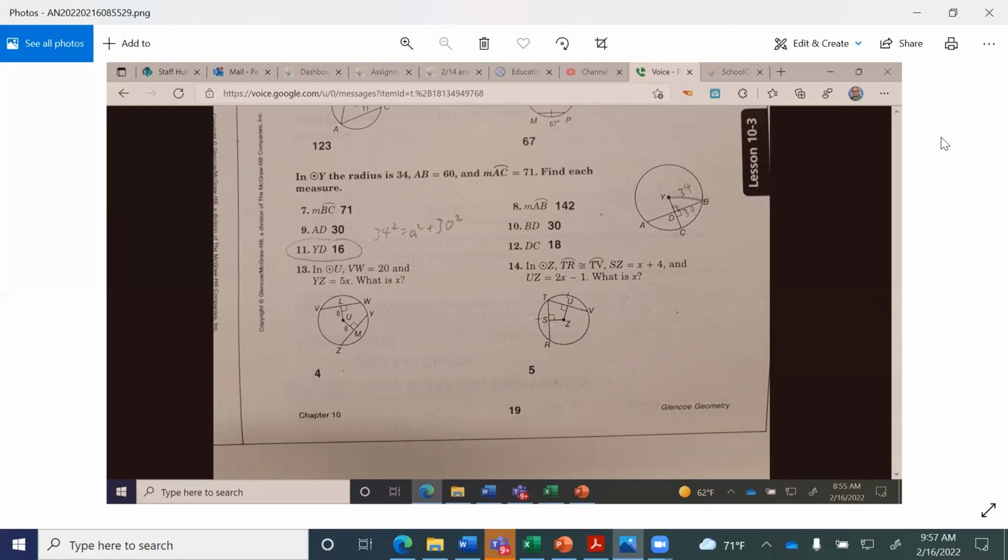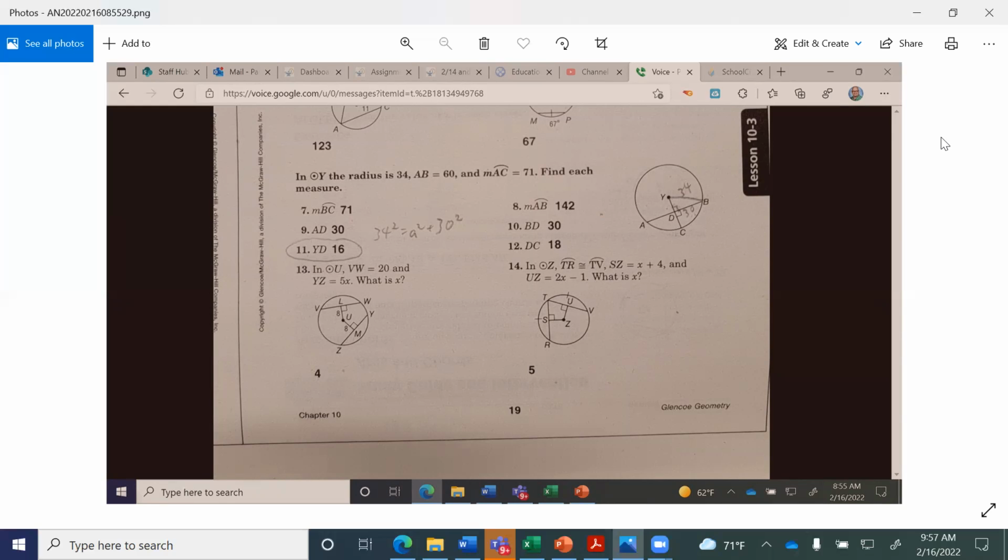All right, moving on. 13. You have this figure. Both of these are the same distance away from the center, therefore they have to be congruent. So they gave us the measures on those 2 lines. We're going to set those 2 measures equal and solve. So we have 20 is equal to 5x. Divide by 5, and x was 4. Any questions on that part of the worksheet? All right, moving on then.